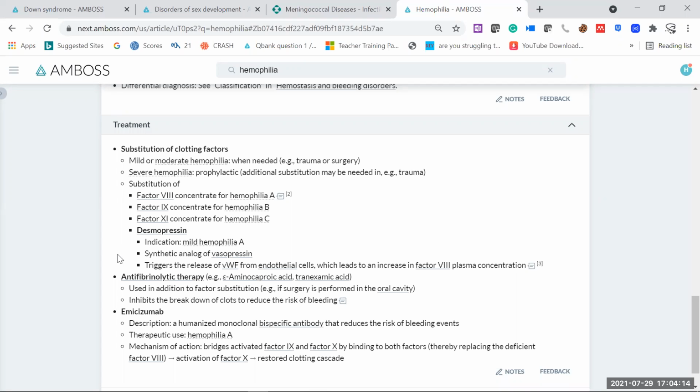Other than that, you can directly give factor 8 from outside. So two options: you can directly give factor 8, or you can give desmopressin. Desmopressin is going to convert von Willebrand factor into factor 8.